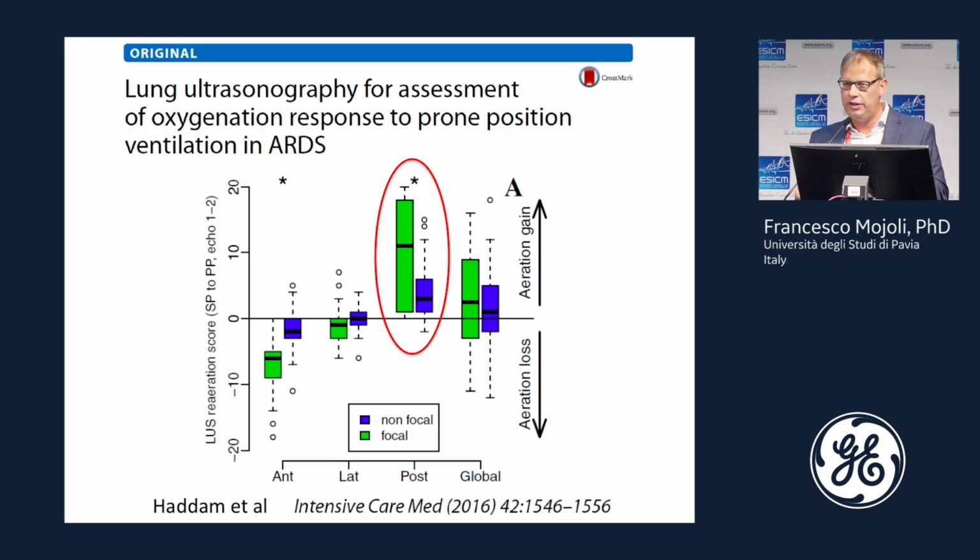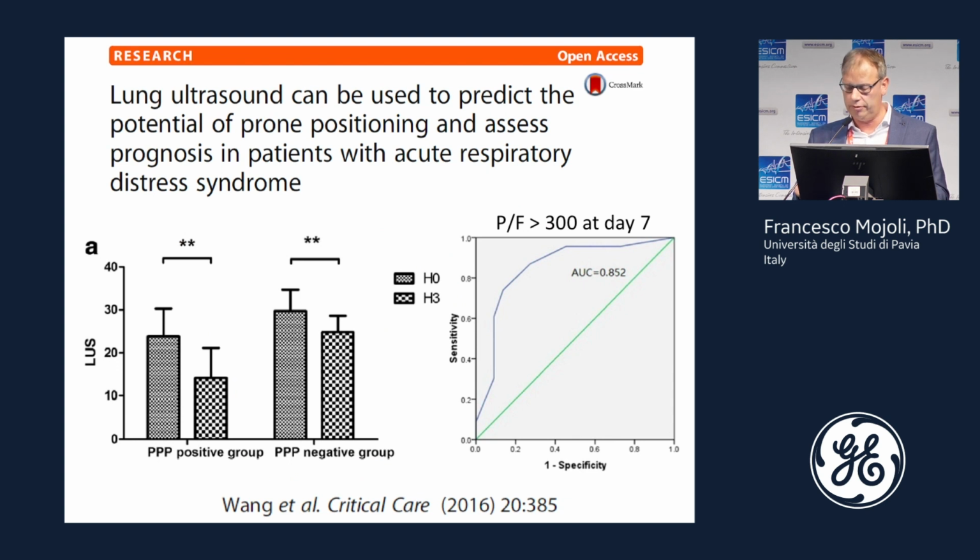And the amount of this reopening in the posterior lung regions after the first prone positioning is associated with mid-term outcome, defined as a PF ratio higher than 300 after 7 days of daily prone positioning.